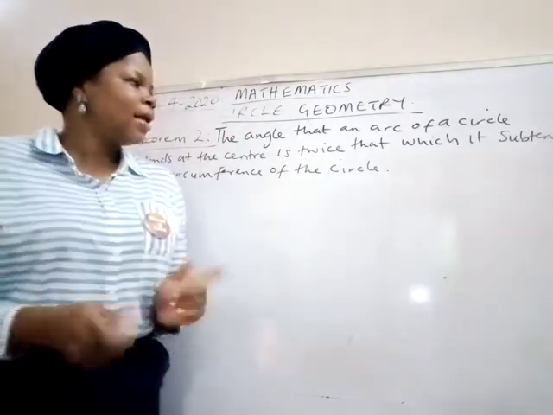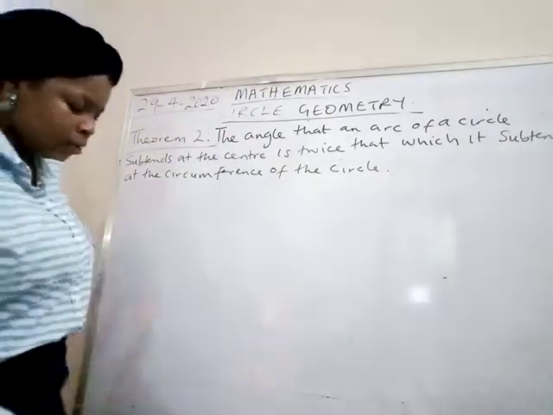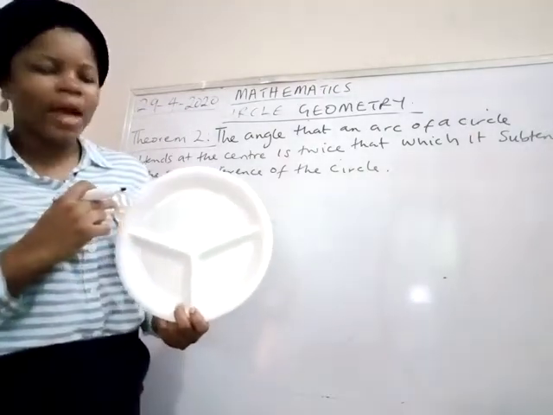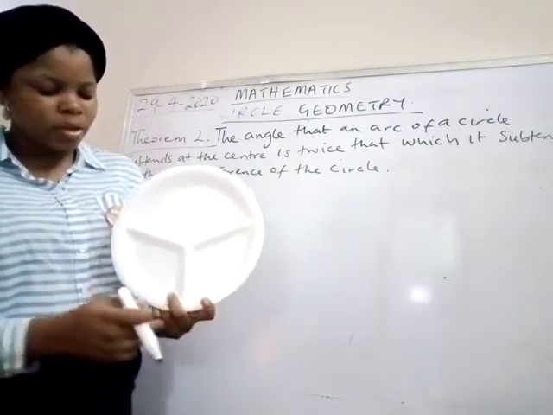So let's see it. What do we mean by arc? Don't forget, I explained what we mean by arc using the split last class. Like you can see, from here to here is one arc, from here to here is another arc, from here to here is another arc.